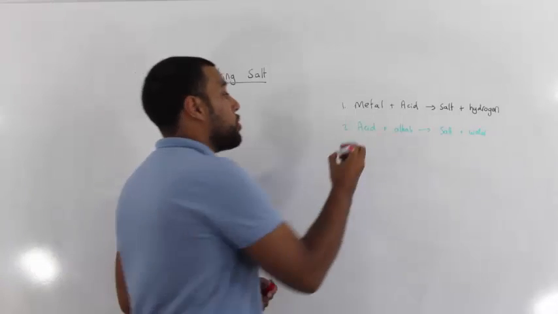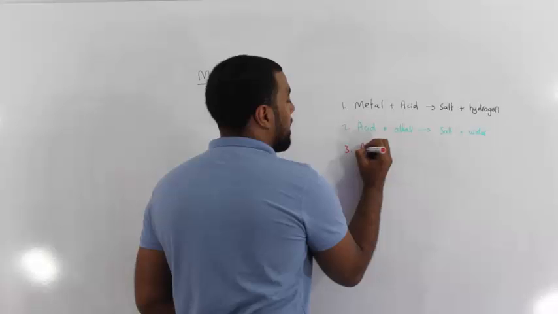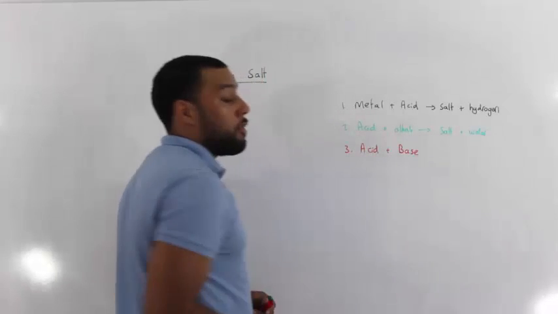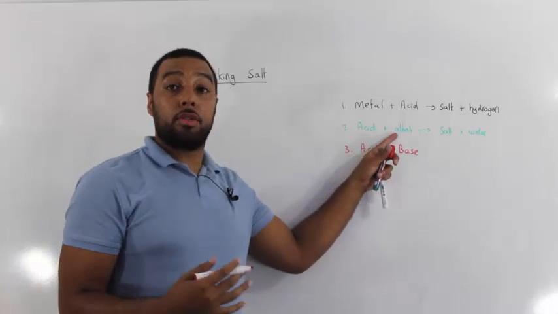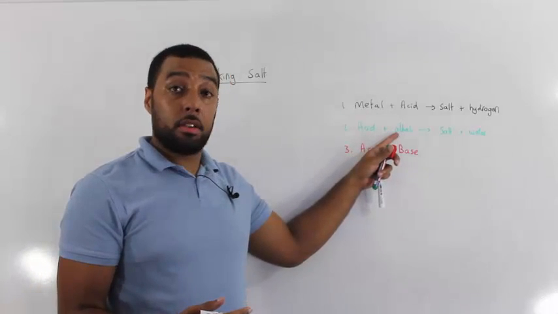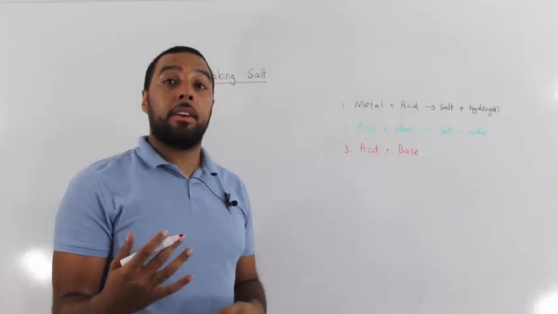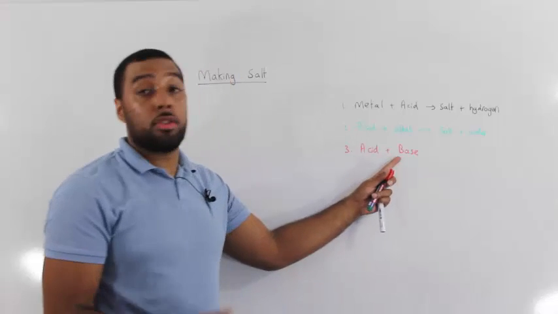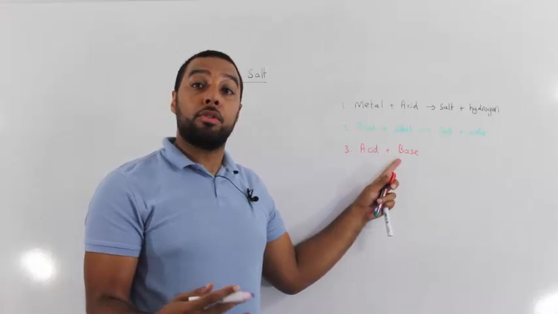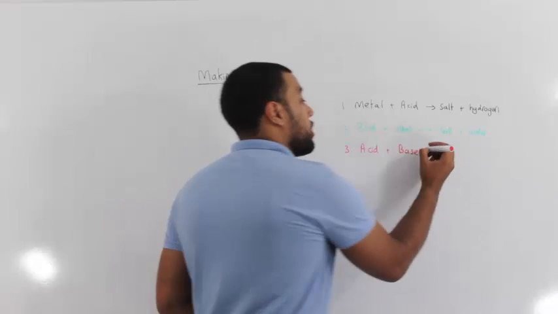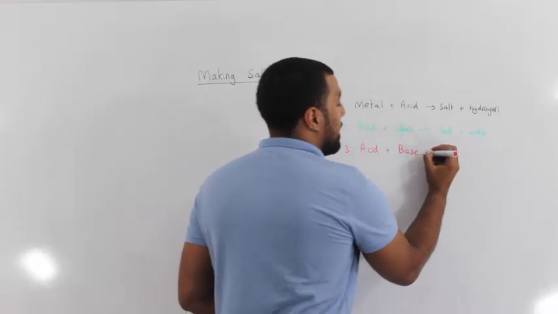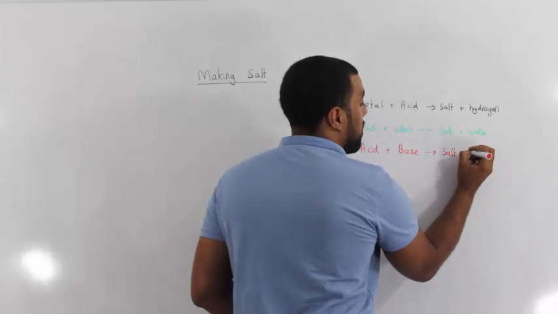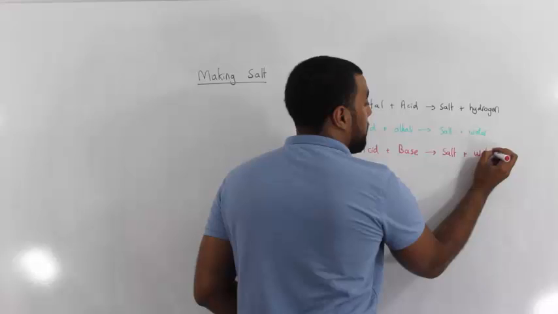And we can also produce a salt when we react an acid and a base. Now remember, an alkali is just a soluble base. All alkalis end in hydroxide and they contain hydroxide ions. Bases neutralize acids and most of them are metal oxides. So when we add an acid and a base together, we produce a salt and water.